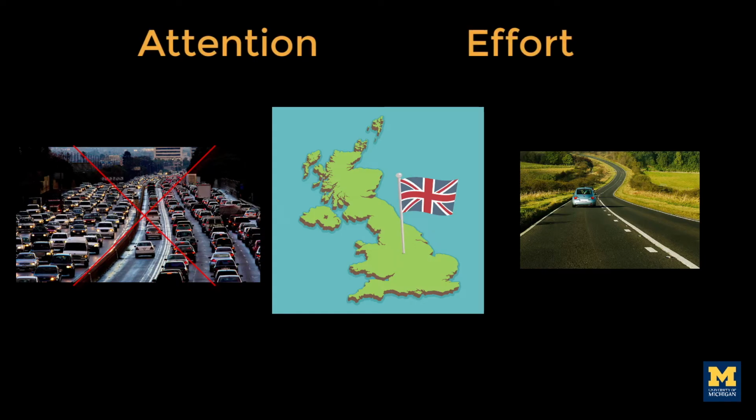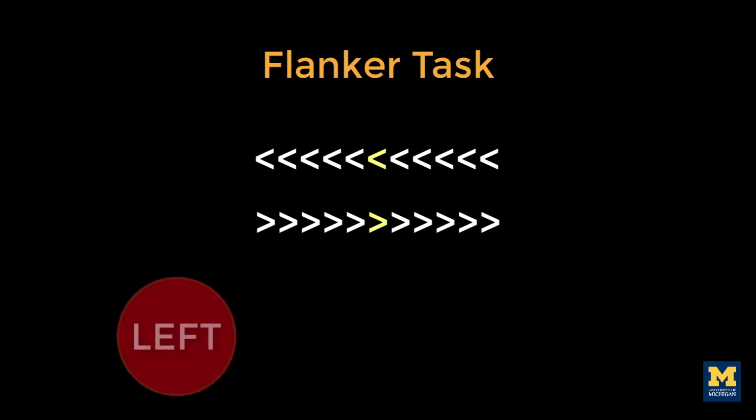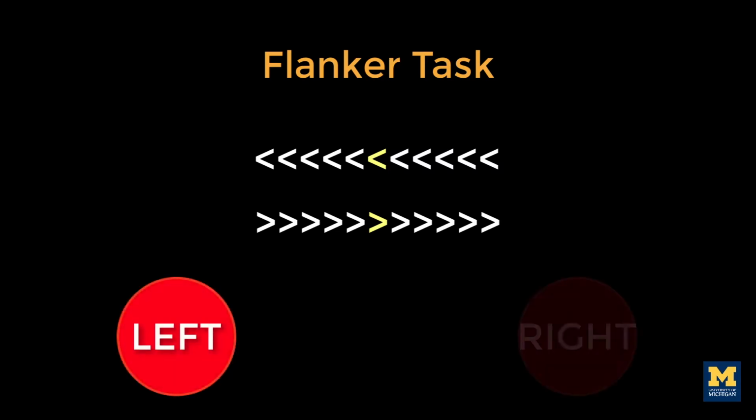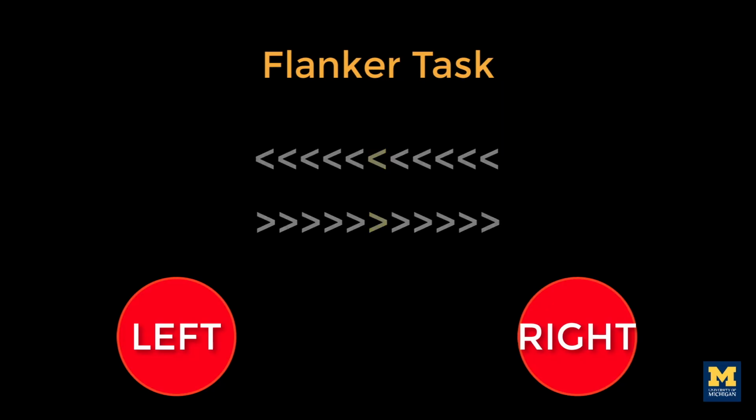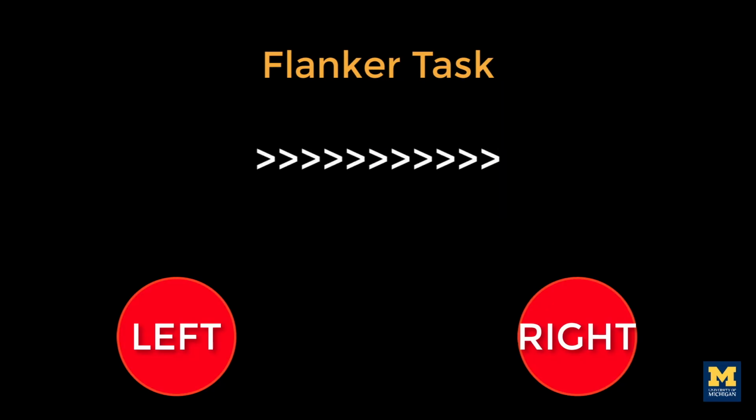So how can we elicit a similar cognitive state in the laboratory? One popular experiment is called the flanker task. In the flanker task, the subject sees a line of arrows pointing either to the left or to the right, and is then instructed to press a button indicating the direction of the arrow in the middle. If the middle arrow is pointing to the left, they press the left button. If it's pointing to the right, they press the right button. The middle arrow is flanked by other arrows, which either point in the same direction as the middle arrow or point in the opposite direction from the middle arrow, hence the name flanker task.